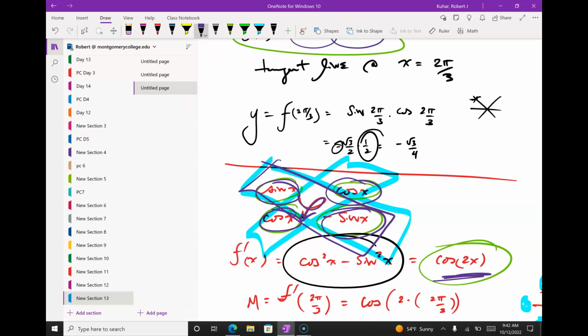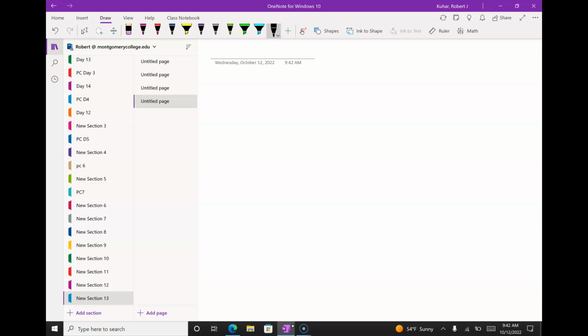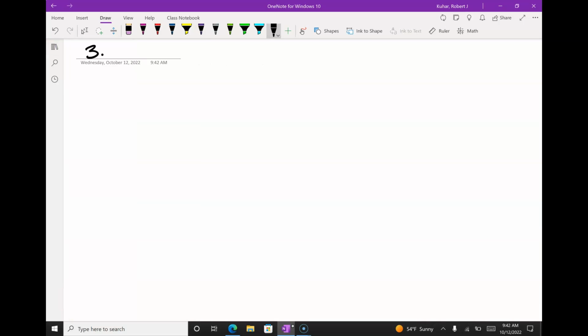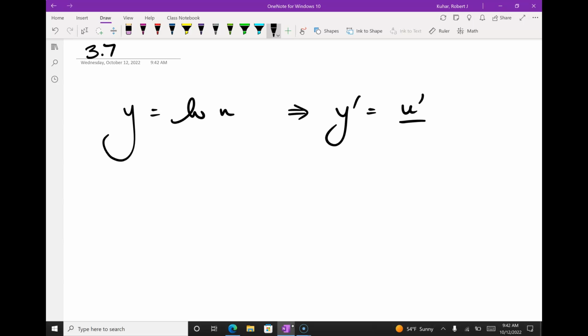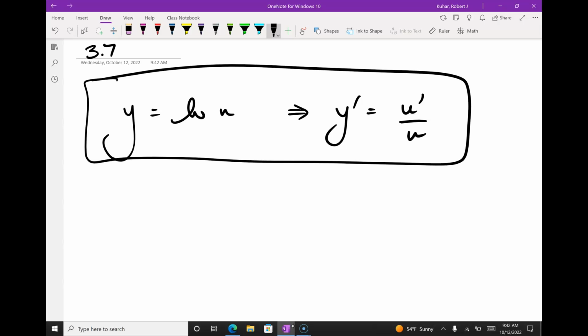Nice. So we're looking at section 3.7 here, and we have one new shortcut to add to our list. If y equals the ln of u, y prime is u prime over u. So very simple. The last couple of pieces that we've done, we've created a new formula where we almost don't have to think about the chain rule.